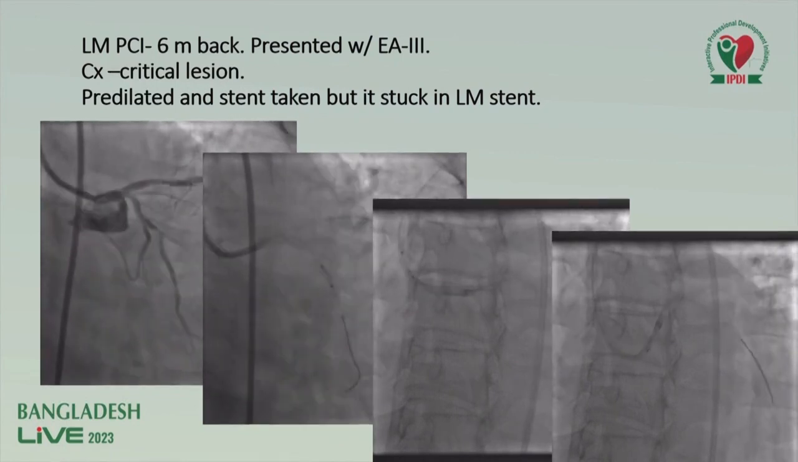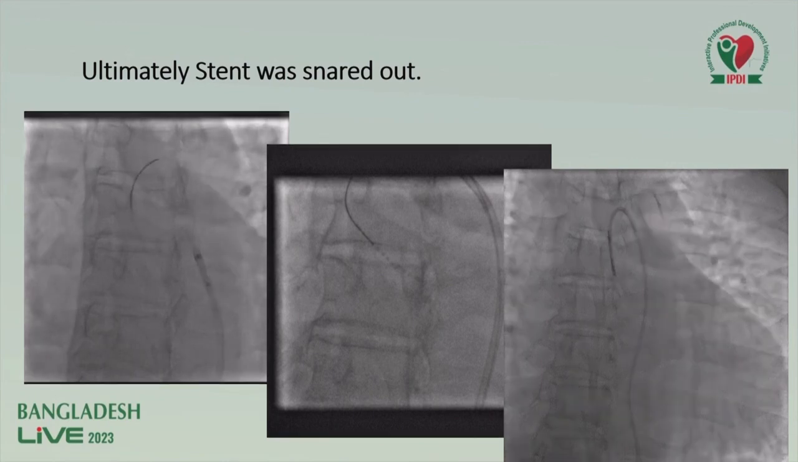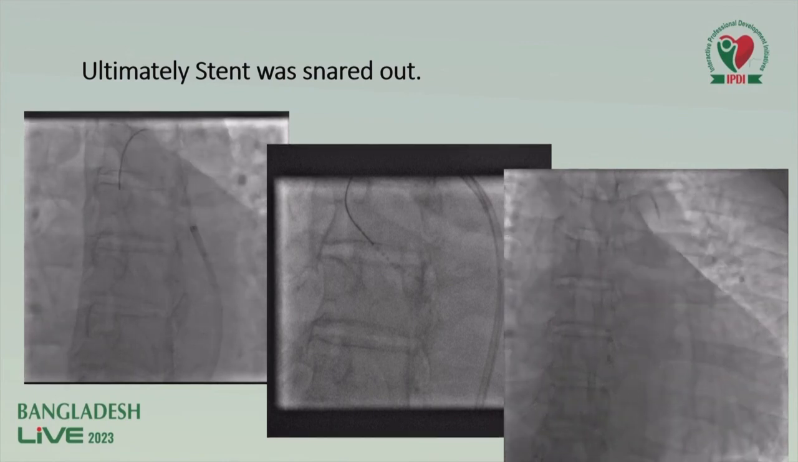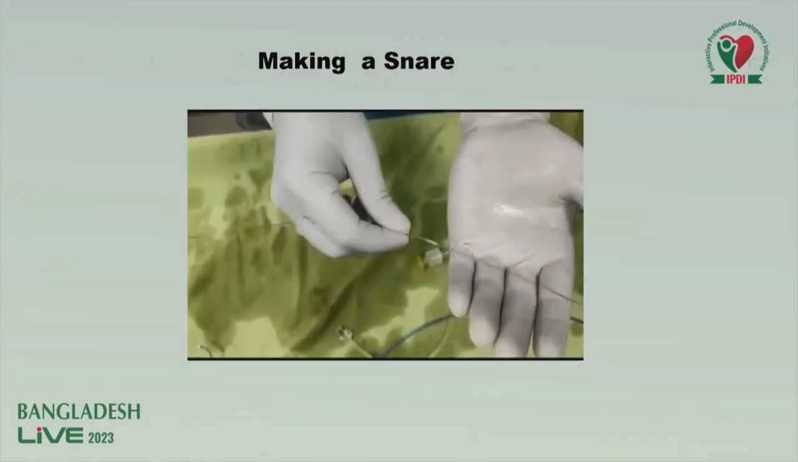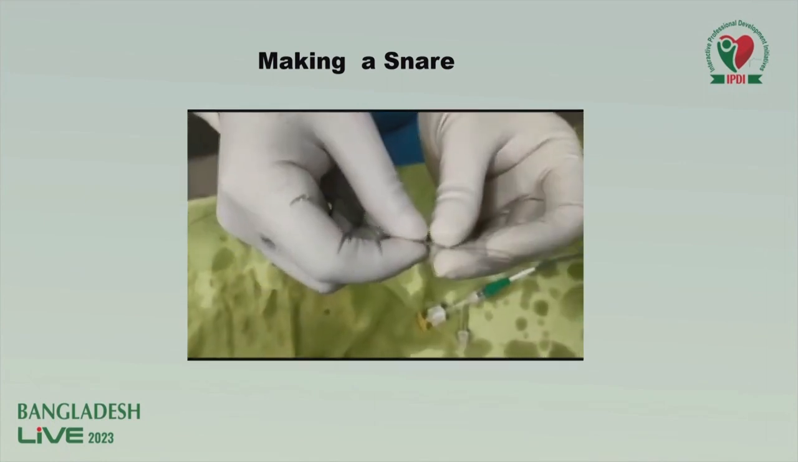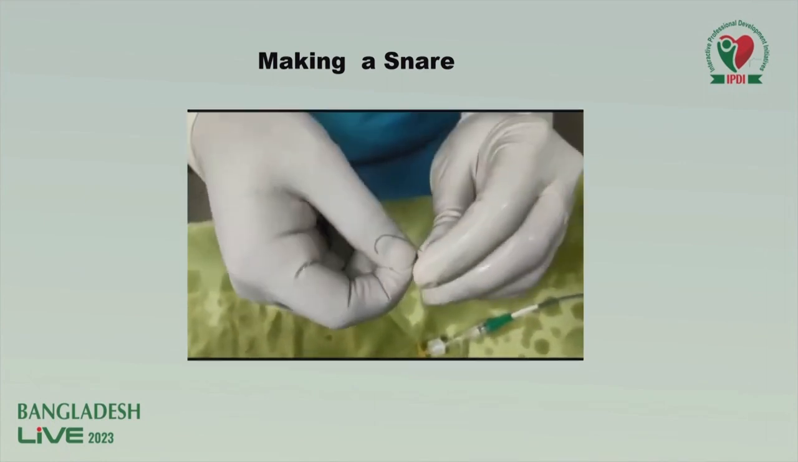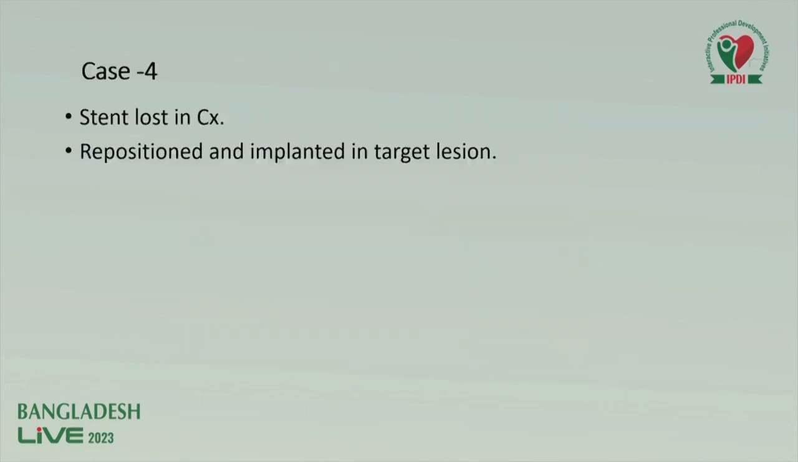So ultimately it was lost from the catheter, it was lost from the wire, it was lost from the balloon. So ultimately it was removed by snaring. So this is the handmade snare that can be made easily in the cath lab, and I think everybody should know about the procedure, how it is made.